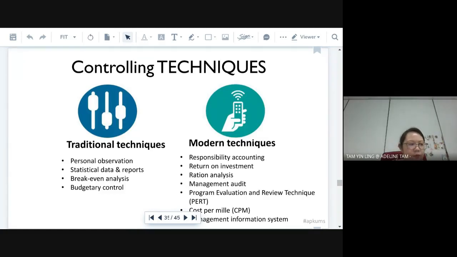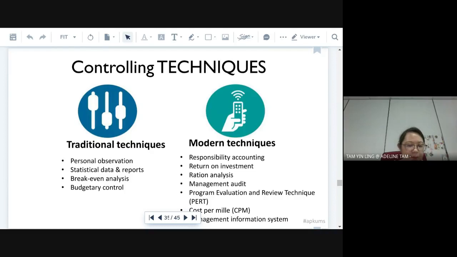For example, we have to report how many things we do within a certain period of time. And then based on this report, we want to see whether you achieve the target or not. And we have other modern techniques. Modern techniques means what we have been using for the past 10 or 20 years, or the past few years. So these modern techniques, for example, responsibility accounting.